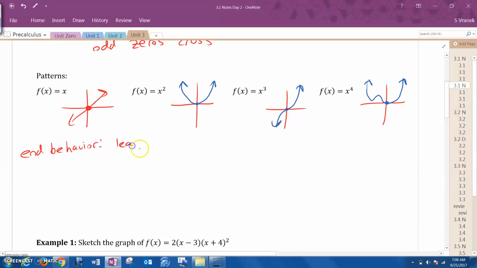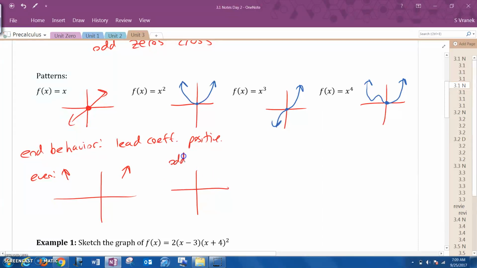If the lead coefficient is positive and we have an even function, like x squared right here, notice how both arrows point up, so we always end up with positive infinity for our end behavior. However, if it's an odd function like a line and it's positive, it ends up going up, but if you go off to the left, it'll go down forever. That's different for if the lead coefficient is negative.